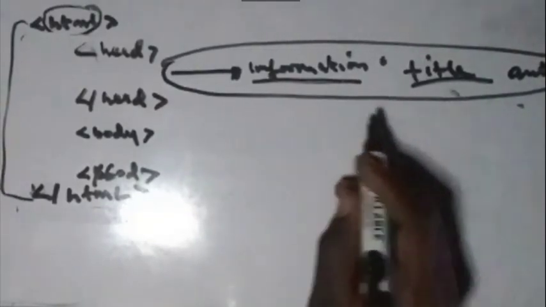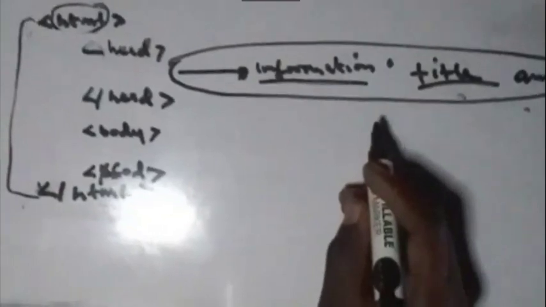Okay, the information about the website. So the head is where we have the information about the website. For example, the character encoding, the title, and some other information like the author of the website. This is where we put all the metadata of the website. Information about the website is on the head. So let's see how the head goes.